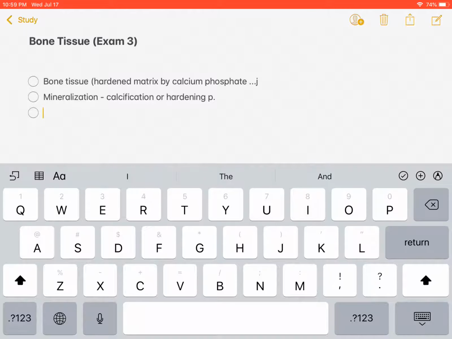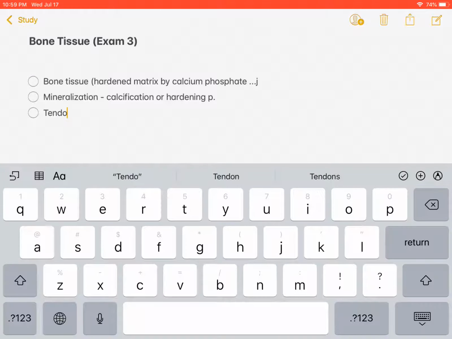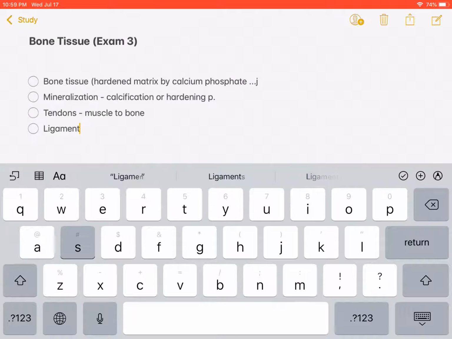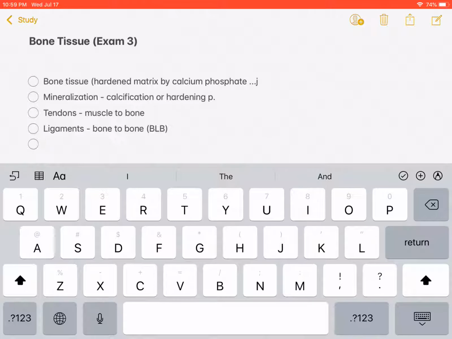The next one I would learn is tendons. What are tendons? And we know that a tendon connects muscle to bone. Okay, so muscle to bone is your tendons. You want to know ligaments. Ligaments, they actually connect bone to bone. Bone to bone. The way that I remember it is be right back, BLB, for ligaments.